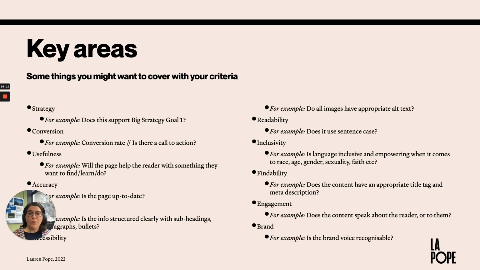Readability is another really important one as well. I'd recommend the Readability Guidelines Wiki for giving you some really good sources of questions for that. An example would be something like, is it using sentence case consistently throughout? Inclusivity, again, it could be a question about using inclusive and empowering language. Findability, so looking at how easy this is to find, either through search or through navigation. You could look at things like, is there a title tag, a meta description? How many clicks away is it from the home page? Can you actually navigate to it?